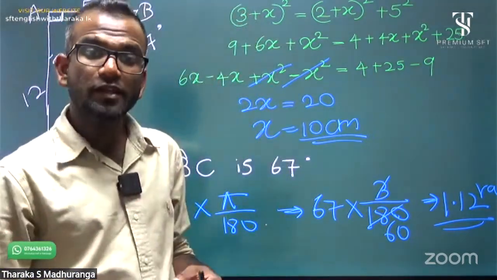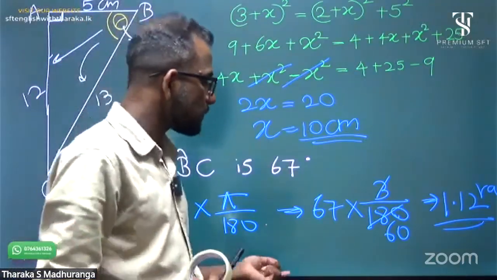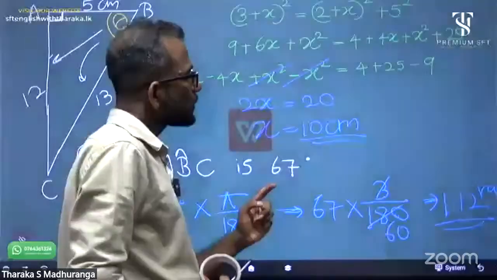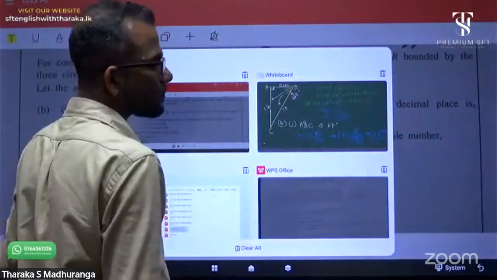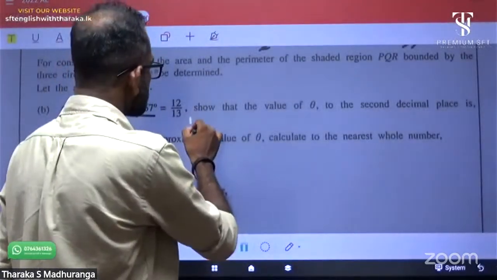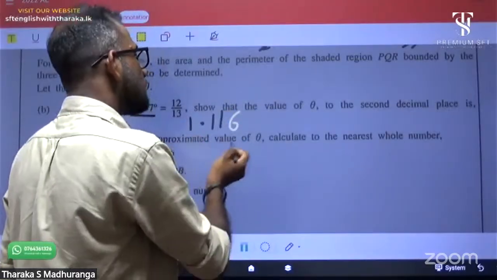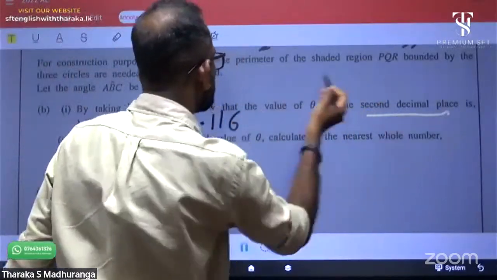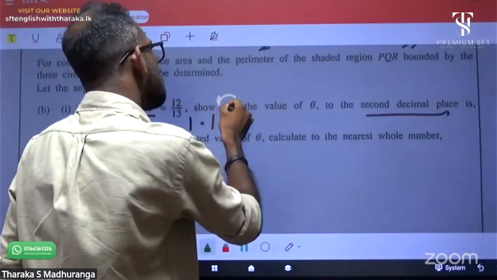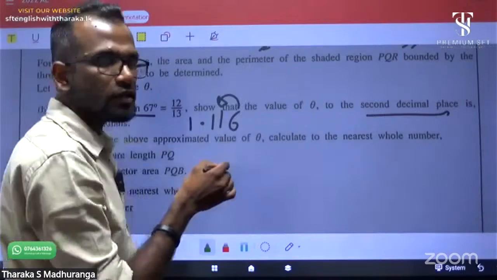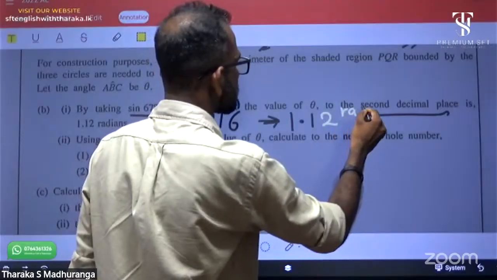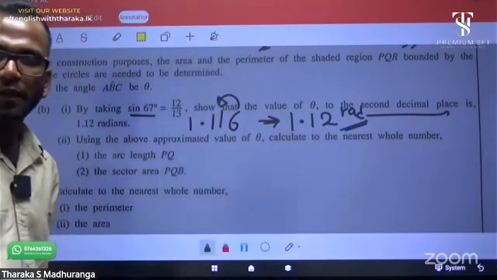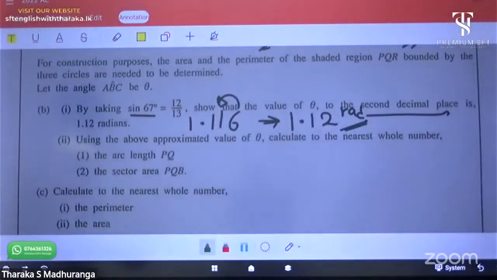The question says to the second decimal point. The actual answer is 1.116. Second decimal place means you have to round off to the second decimal point. Then it is 1.12 rad. Understood? Okay.